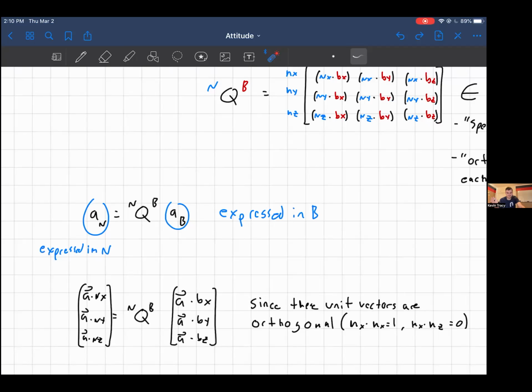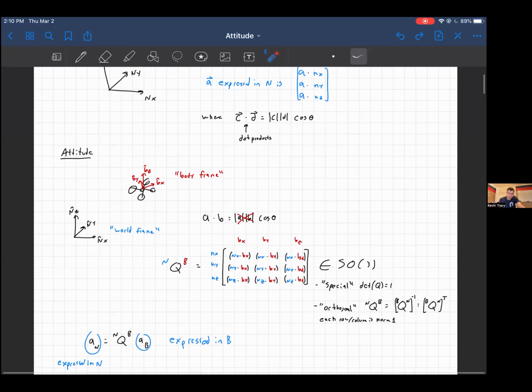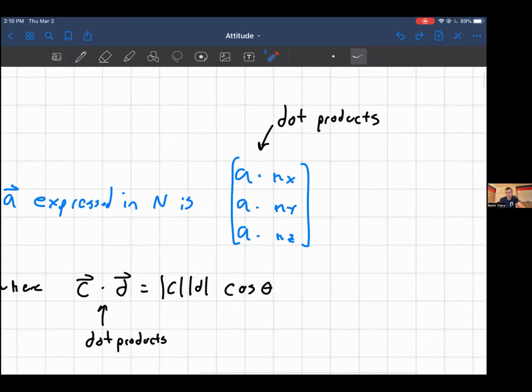If we think about why this is the case, go back to our original description of this: I have A dotted with all of these unit vectors. So if A is expressed in n, then it's simply A dotted with nx, ny, and nz.